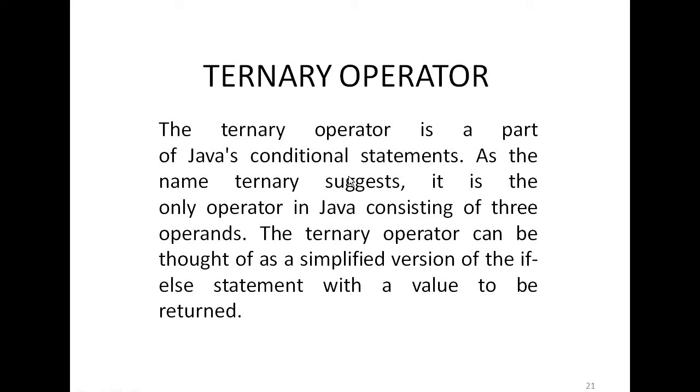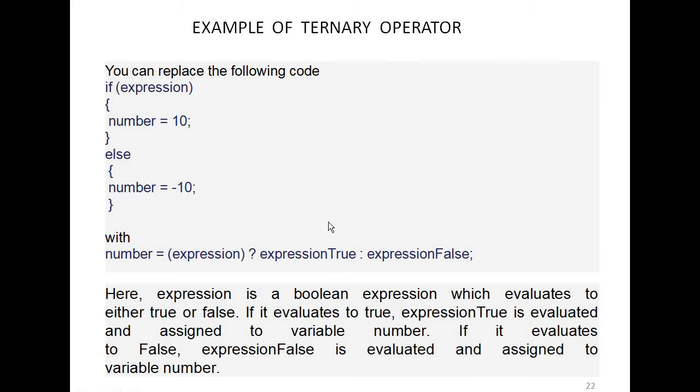The ternary operator is actually a part of Java's conditional statements. It is denoted by a question mark and it involves 3 operands. An example of this is shown over here: number = expression ? value if expression is true : value if expression is false.